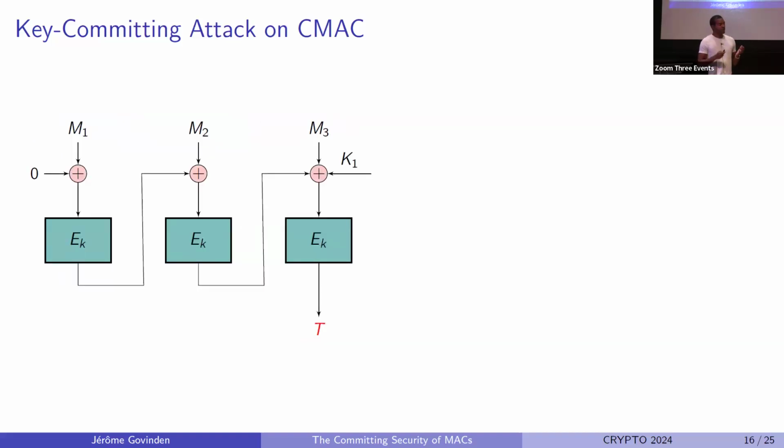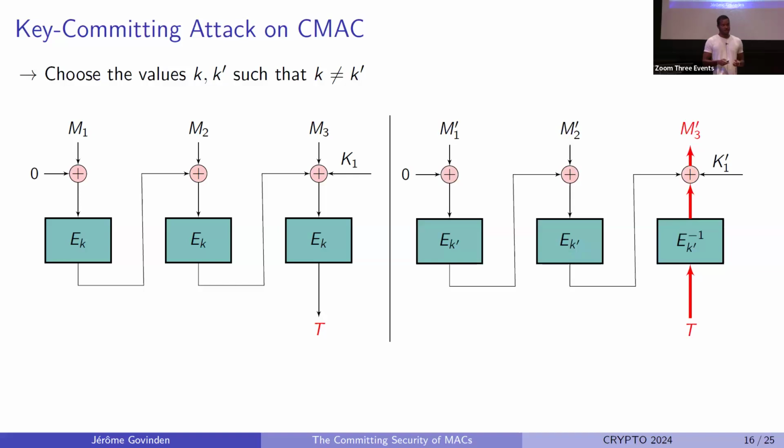We found a key committing attack on these types of MACs, and to roughly describe it here with 3 blocks, you can choose arbitrary values for the message blocks M1, M2, M3, and also an arbitrary value for the key K. Then you compute the MAC to obtain a tag T. You then need to find another tuple of inputs for which the corresponding output collides. For this, you just have to choose arbitrary values for M1 prime and M2 prime here. And then for the key K prime, you choose a different key from the key chosen on the left. Then you just apply the inverse of the block cipher to the value T that you obtained on the left, and you obtain a value M3 prime. This gives you 2 tuples of input for which the application of the MAC for 2 different keys collides, and it's thus a key committing attack.